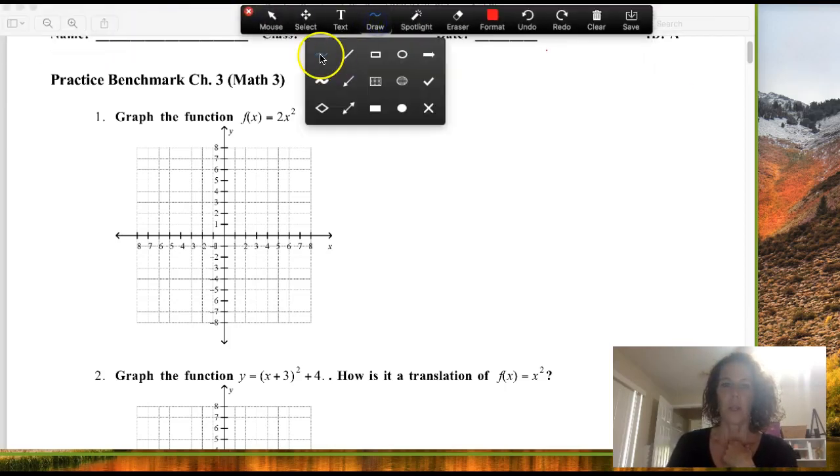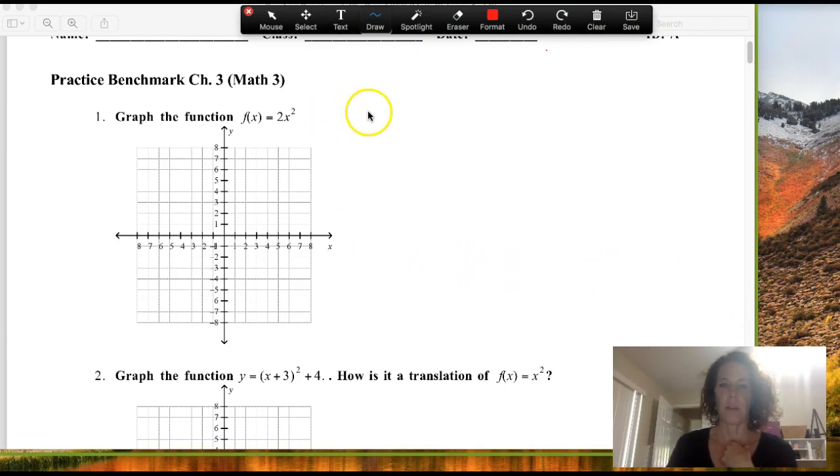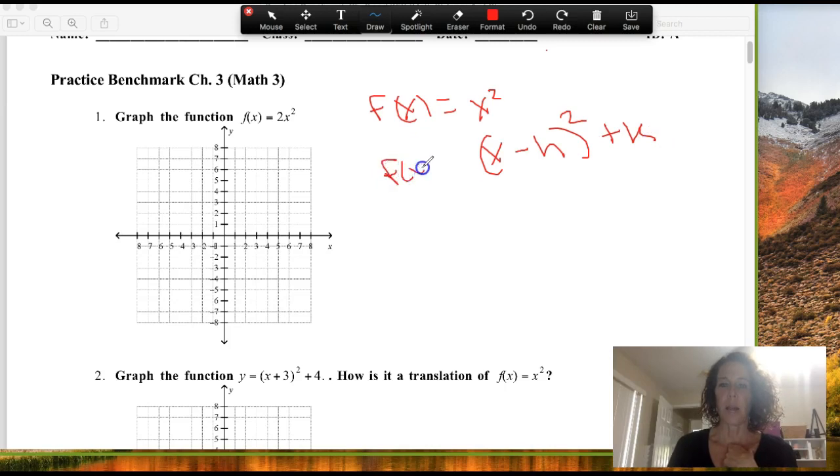Okay, so I'm going to graph the parent function f of x, or you can use y if you prefer, equals x squared. And then I'm going to notice I'm not shifting left or right, because if I shift my parent function, it looks something like this: x minus h squared plus k. And I would have some value a here that stretches or shrinks.